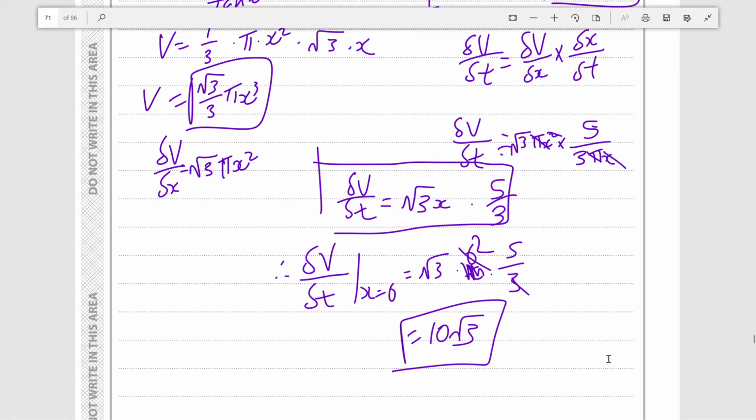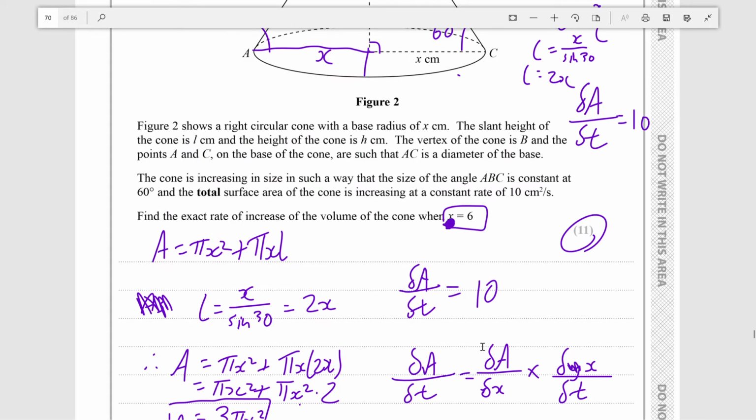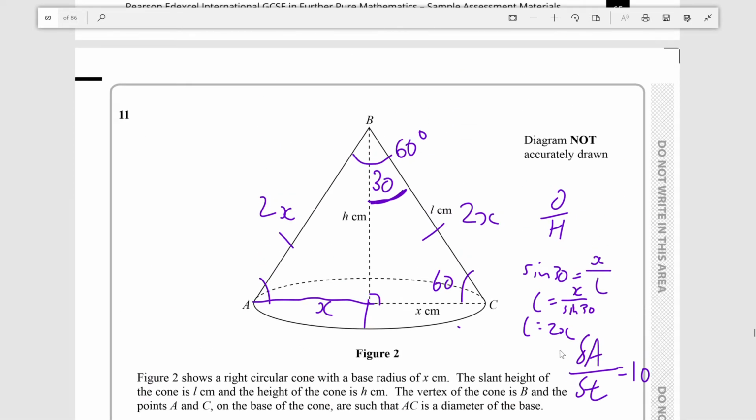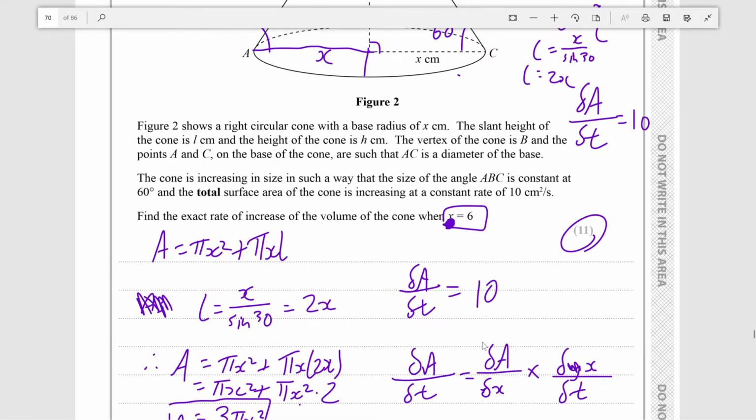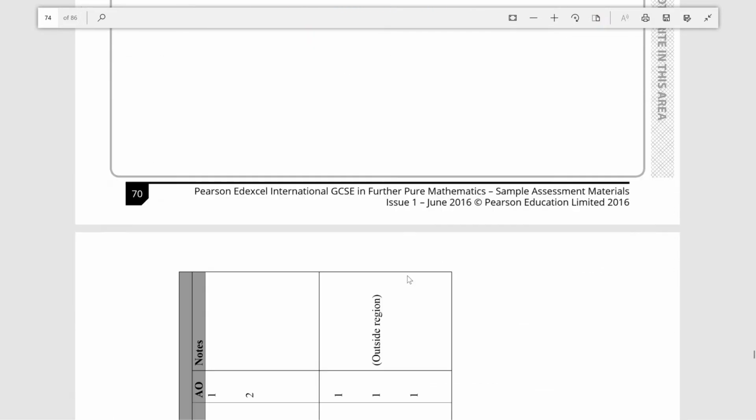So now I'm going to go to the mark scheme and check if we got this question correct. Remember, our intuition was to first find the rate of change in x, and then from there use the rate of change of volume with respect to x combined with our original value for the rate of change of x over time to find the rate of change of volume over time for x is equal to 6. And the exact rate of increase in volume is 10√3. Right, so let's go to the mark scheme and see if we were correct.